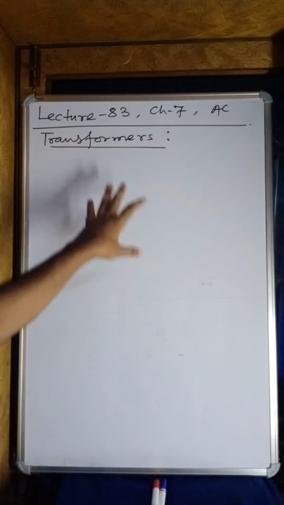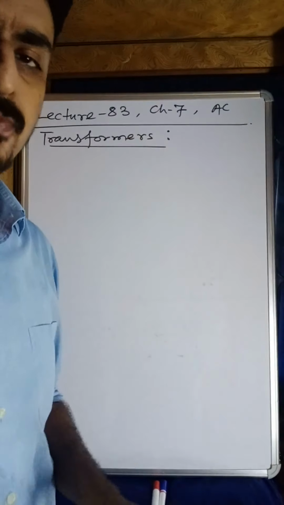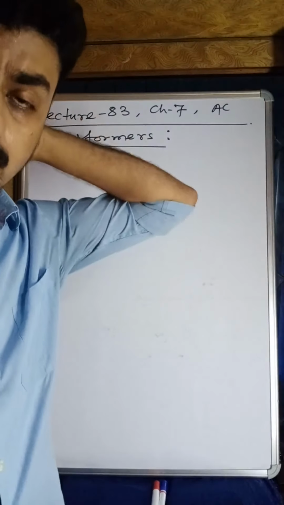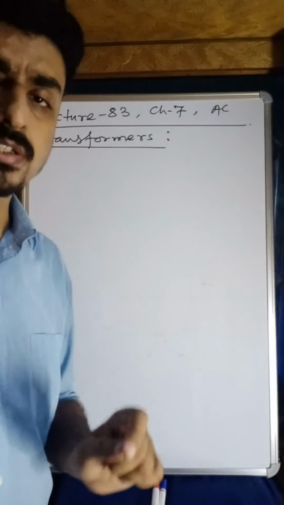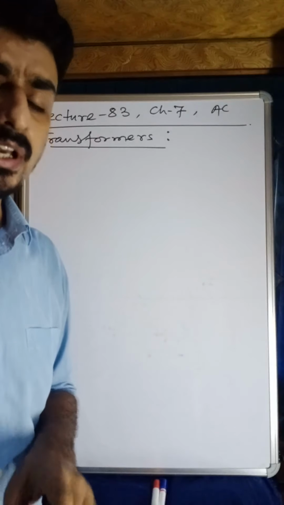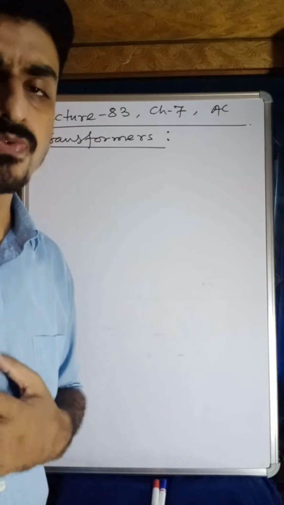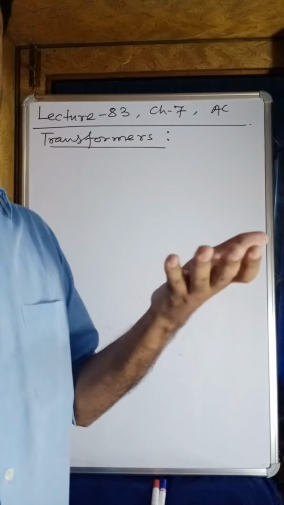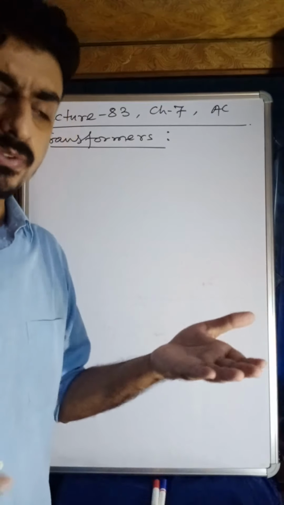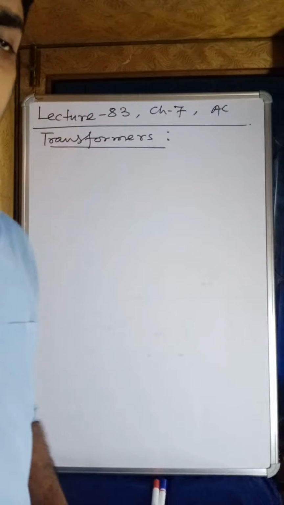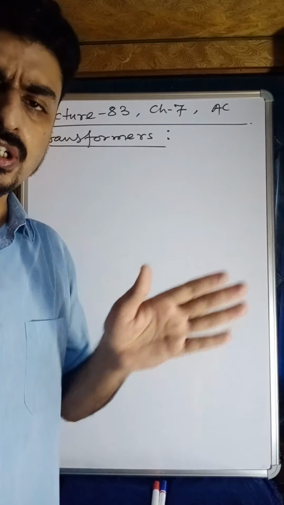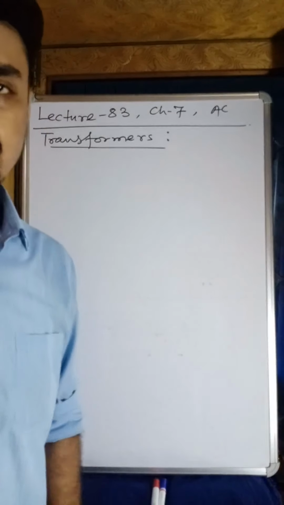So try to understand. This transformer, it is very clear with its name only: transform. So it is used to transform the voltage. Remember, it never transforms the current. We use it to transform the voltage to a different amplitude. It might increase the voltage that we supply, and it might decrease the voltage that we supply as input. It means this transformer has two basic works: either to increase the voltage or to decrease the voltage.